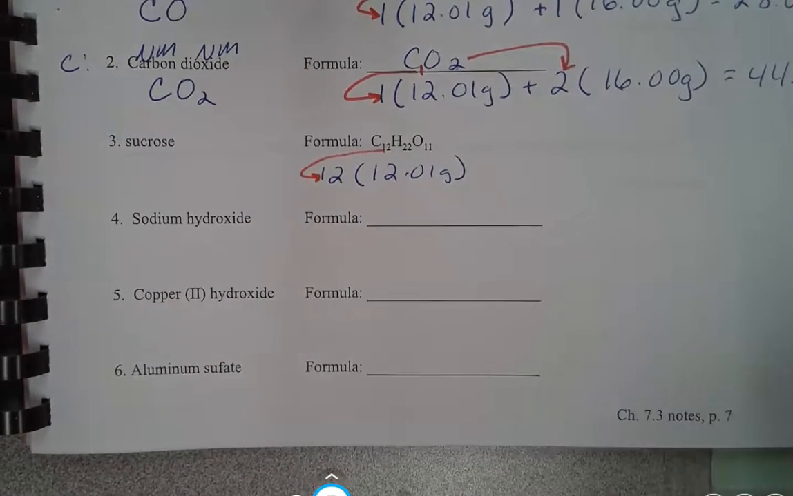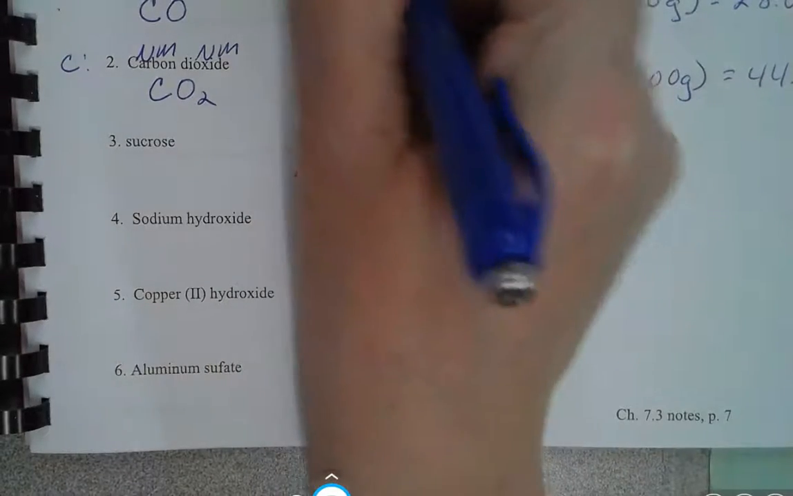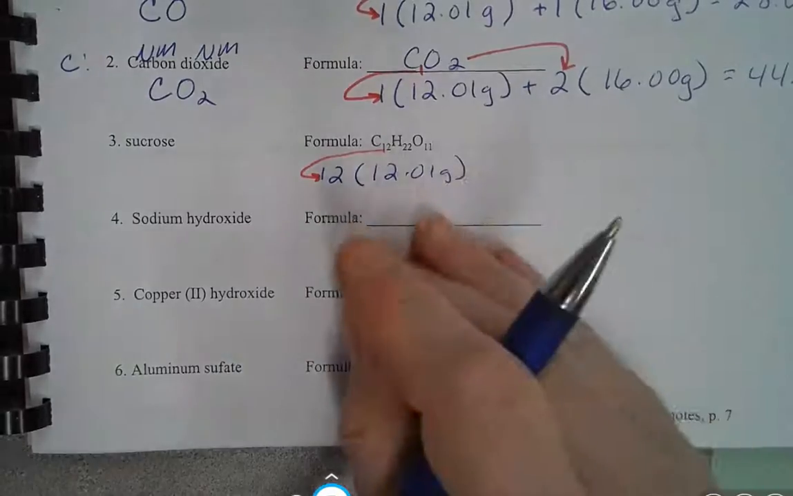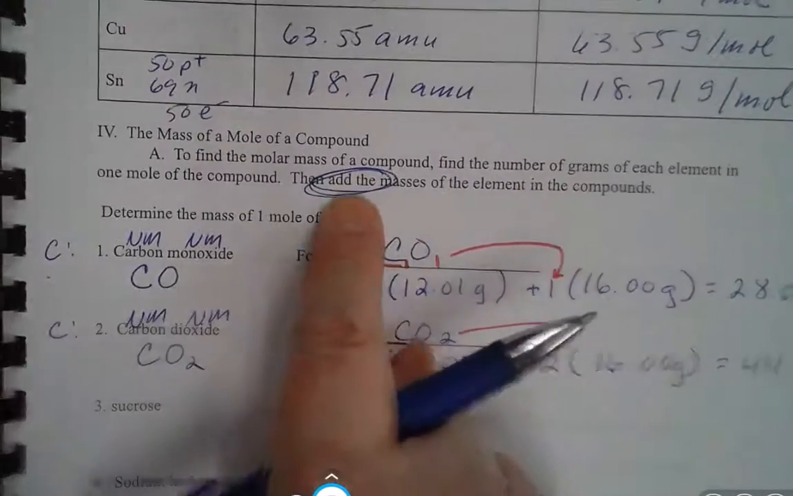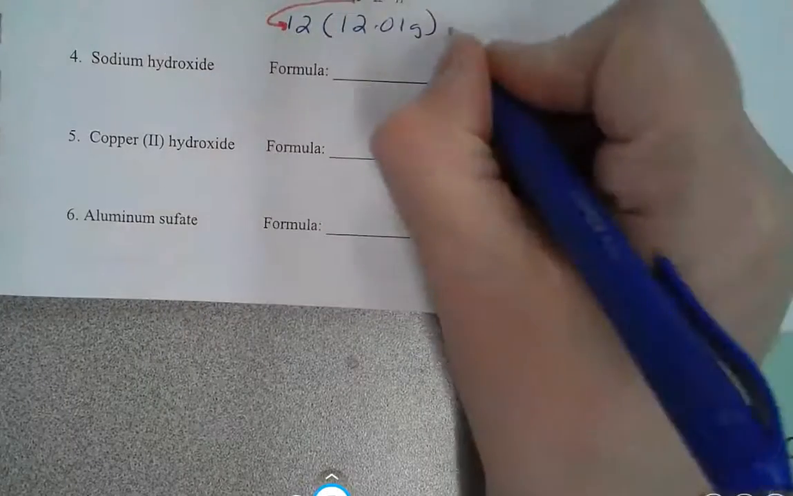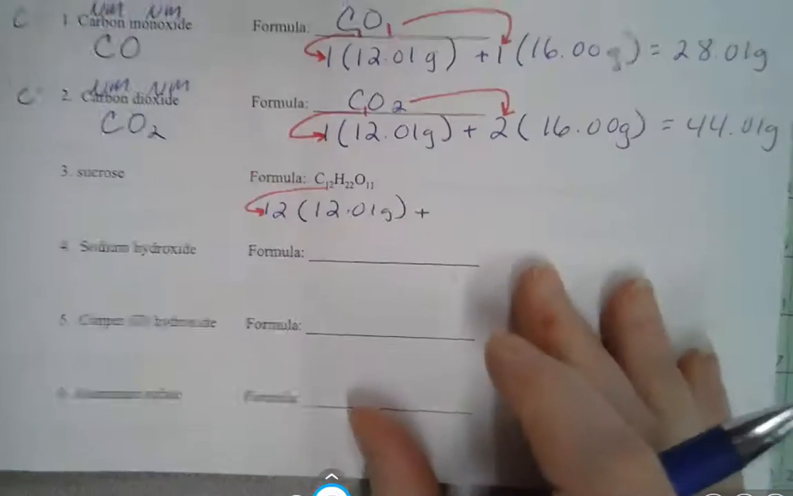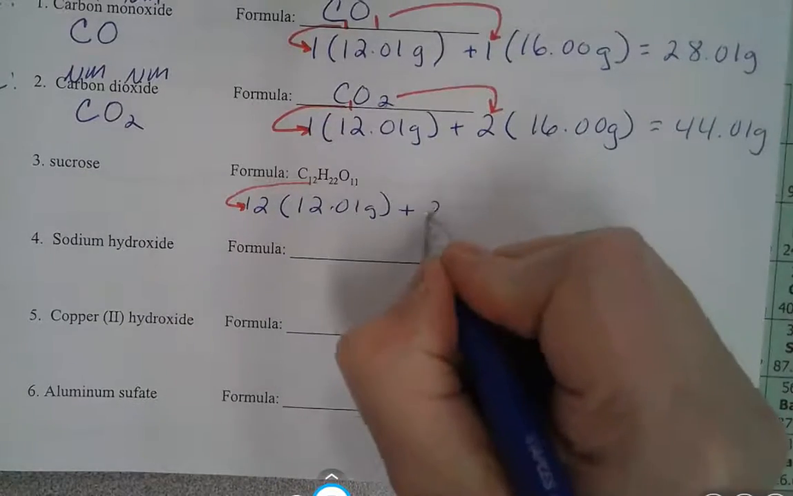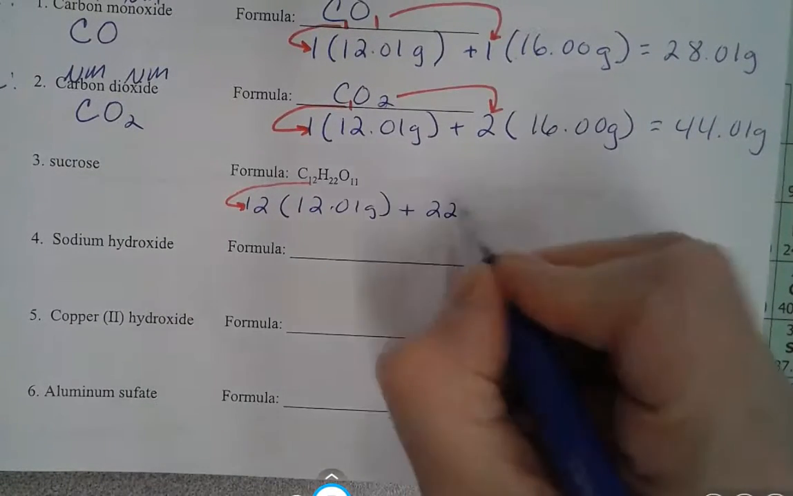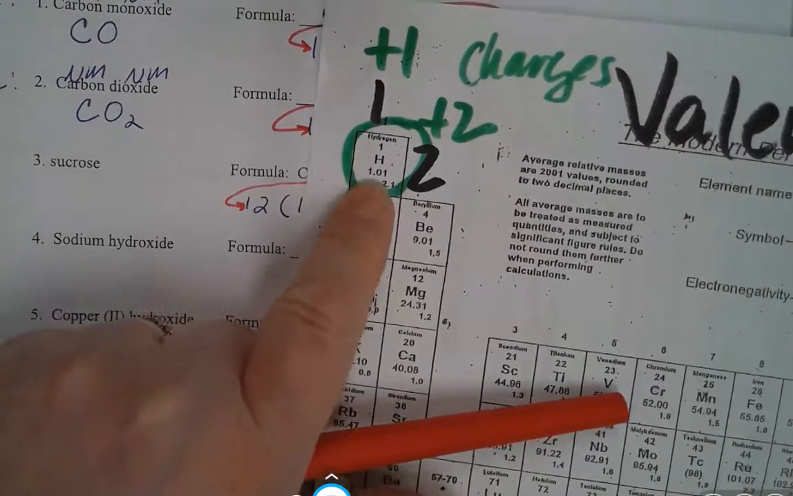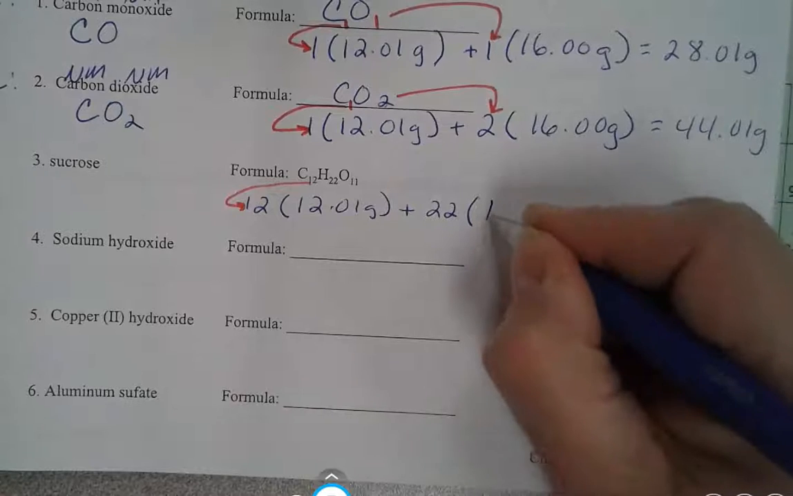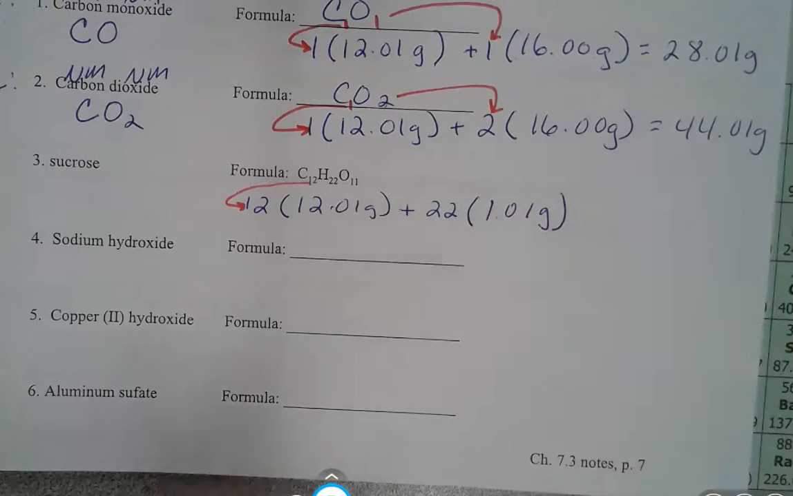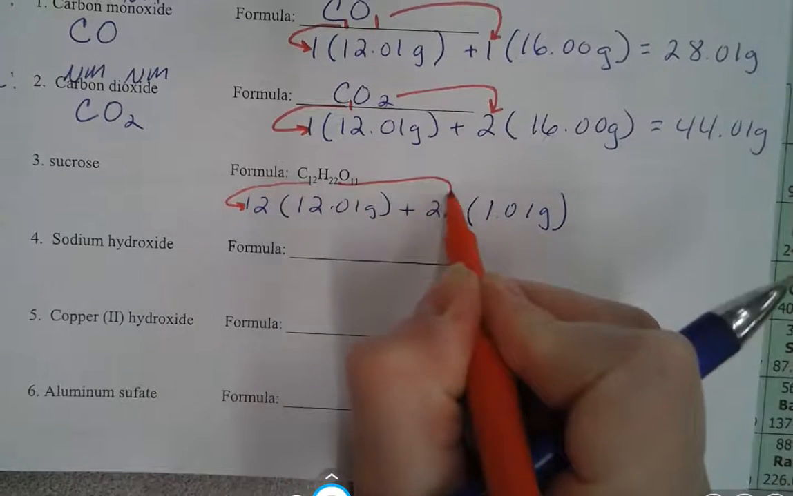Okay, then what? I'm going to add the masses. So I'm going to add 22 hydrogens, right? And look up hydrogen. You'll probably get to memorize some of these pretty quick. Hydrogen is 1.01. We're going to use it a lot. All right, and that's where this 22 goes.